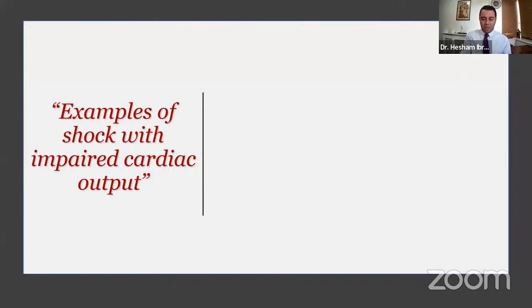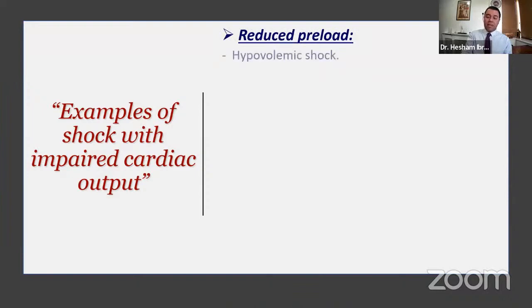So let's give some examples to make it more understandable. The examples of shock with impaired cardiac output. First one, as we said, the first reason is decreased preload. This can happen with hypovolemic shocks, whether you've lost blood, like what happens in trauma patients, for example, or you've lost fluids, like the patients with diarrhea and vomiting or patients with burns. So with those ones, you get the shock secondary to hypovolemia, secondary to decreased preload.